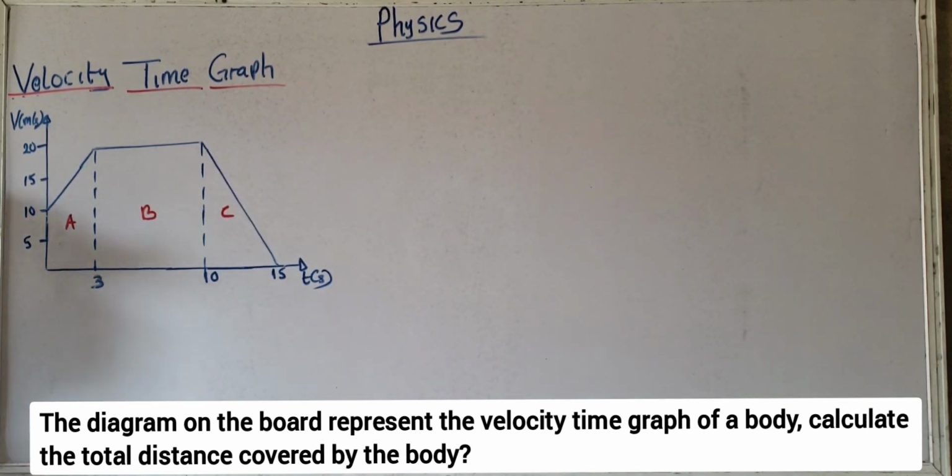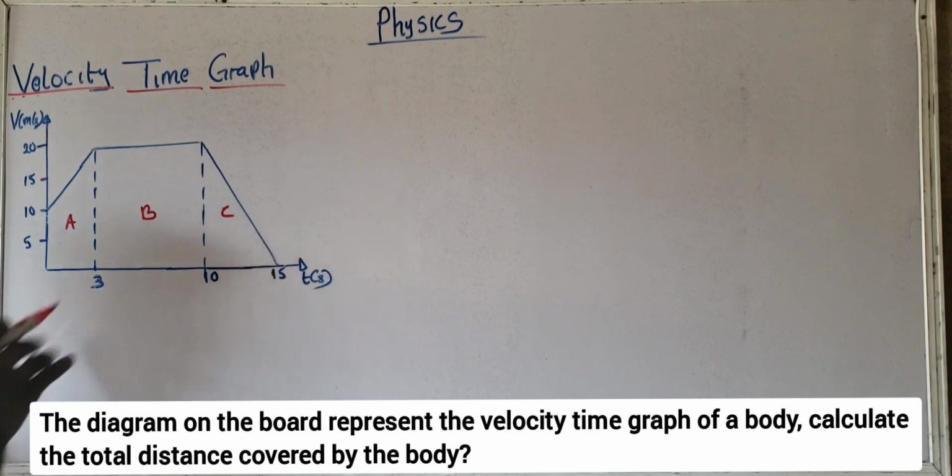Don't forget, in our previous class, I told you that when we talk about the distance covered by a body on a velocity time graph, we are talking about the area of the shape. You understand? The area given by the shape of the velocity time graph is known as the distance covered by the body. You understand? Now look at this velocity time graph. What is the name of this shape?